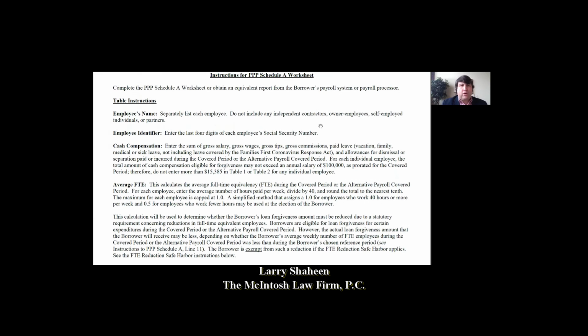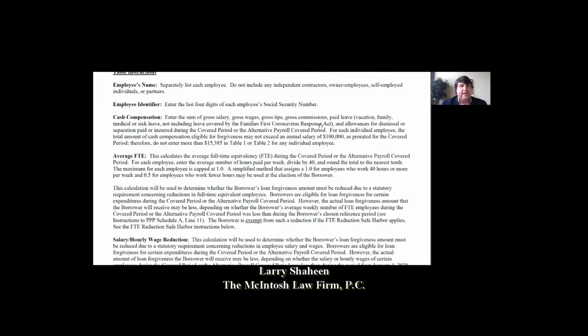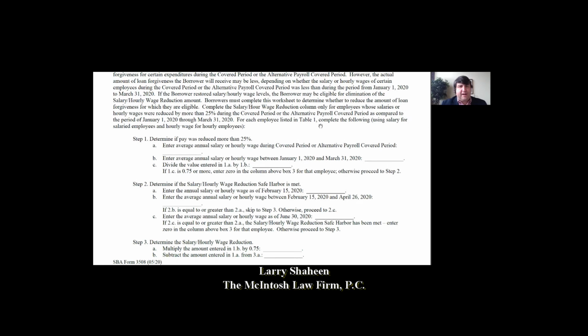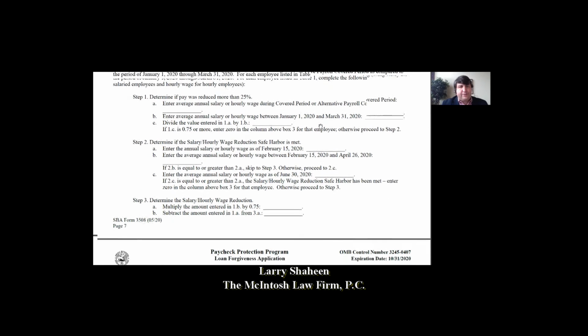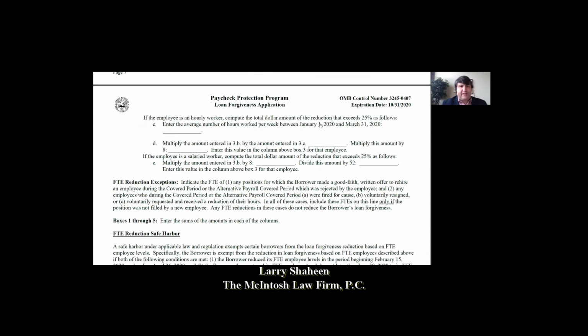Now, your Schedule A worksheet is going to be what we talked about. It's going to be that payroll information that you have to keep a hold of. It's got your name, employee identifier, which can be the last 4 digits of the social, cash compensation, the average FTE, salary, hourly wage reductions, and all of those calculations. As you can see, if you reduced wages, it's going to be a bit of a complex calculation. If you did not reduce wages, you're going to be fine. Again, it's all about making sure that you're doing things the right way.